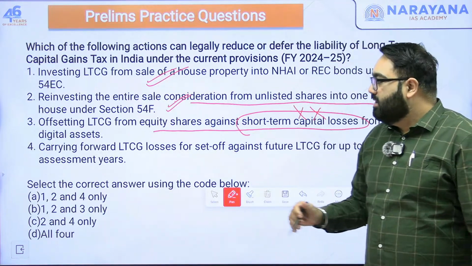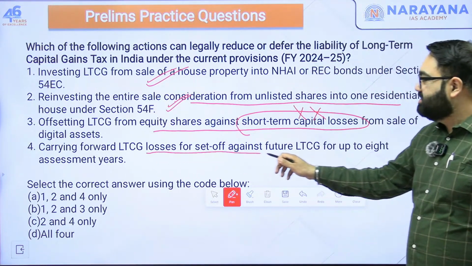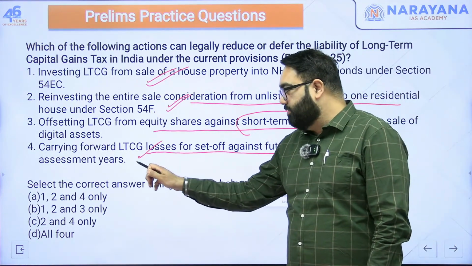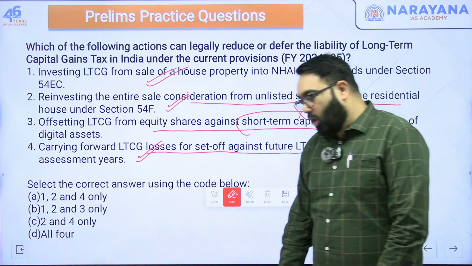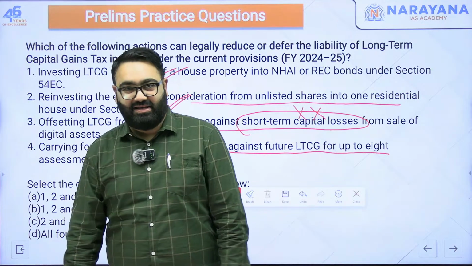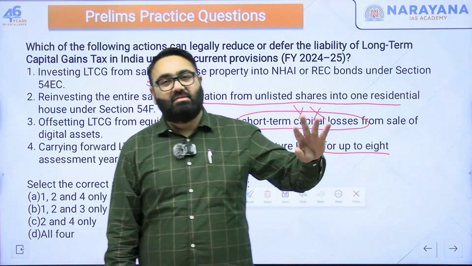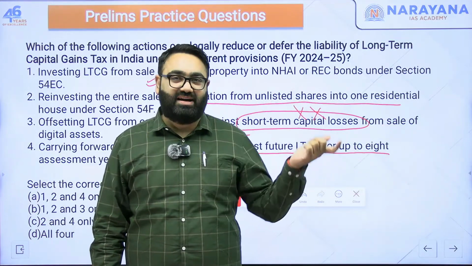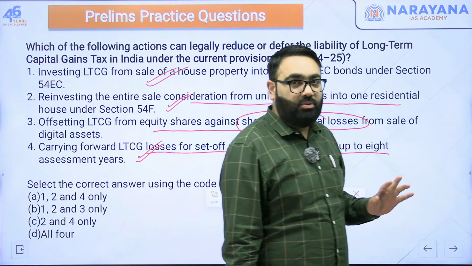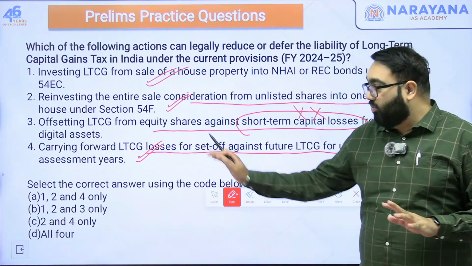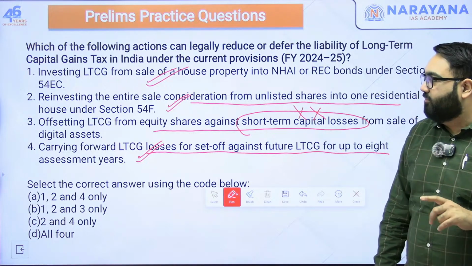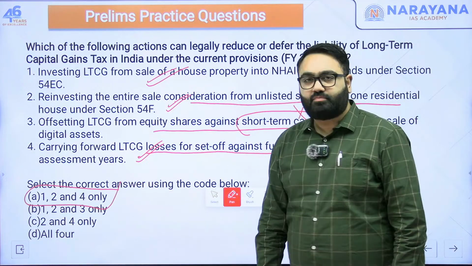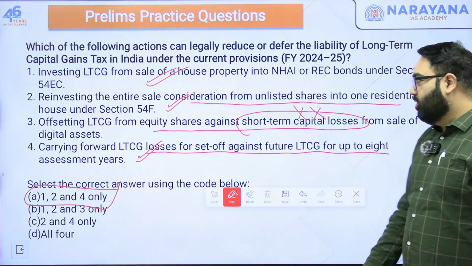So third is wrong. Carry forward long-term capital gain losses for offset against a future long-term capital gain tax for up to 8 assessment years. Yes, that is what I told you. If you made a loss in such kind of a transaction this year, you can try and see in the next 8 years, whenever you have a profit, you can offset that. Up till next 8 years, it is allowed. So fourth is correct. So the answer will be 1, 2 and 4. A would be the correct answer here. I hope you got this one right.